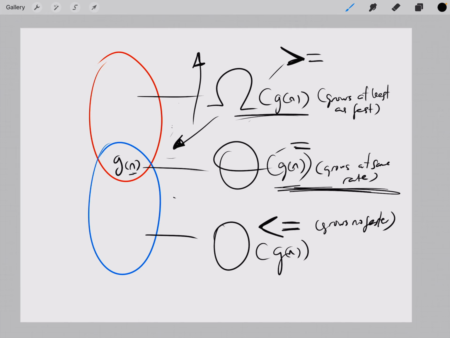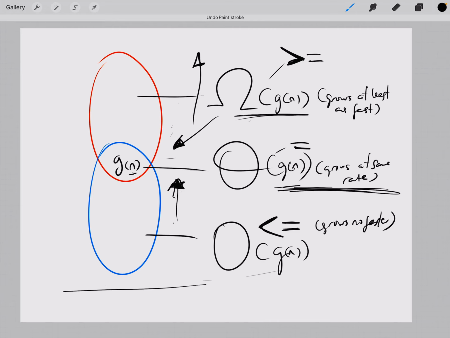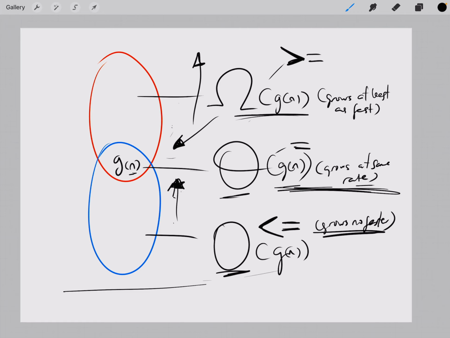This one is bounded above by g of n, so it cannot get bigger than g of n. This is a very good diagram for explaining all the same things. So for big O, it grows no faster. For big theta, it grows at the same rate. For big omega, it grows at least as fast as g of n.